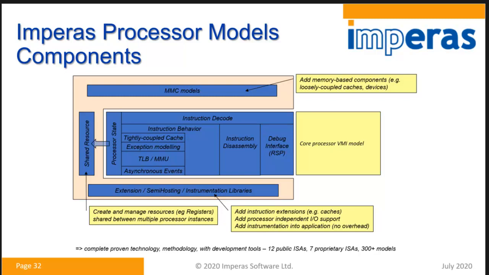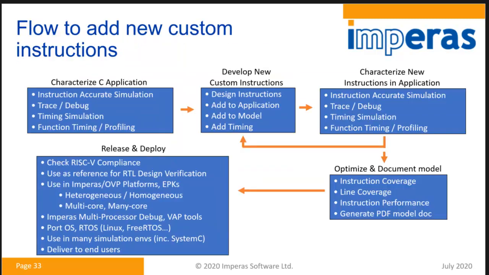What we don't tend to model is the sort of microarchitectural details, like details of the pipeline and the caches and stuff. And we've modeled many ISAs. It's a complete proven technology here, including 7 proprietary ISAs, and several hundred models have been built.